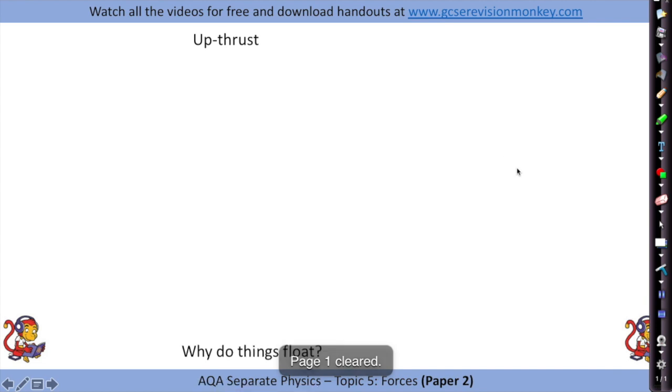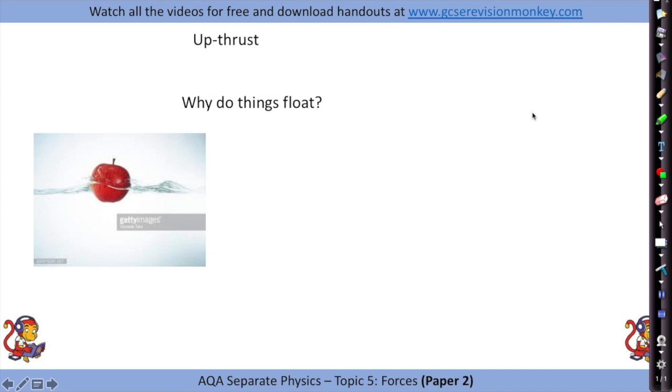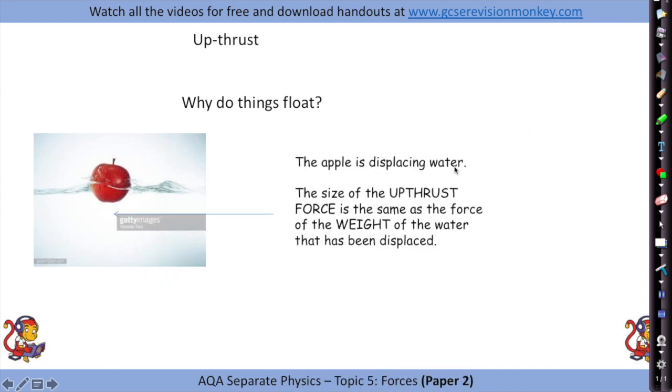Okay, so upthrust. This is to do with things floating. So why do things float then? If we have a look here at an apple floating in some water, the apple is displacing some water. So the apple is pushing this amount of water out of the way. The size of the upthrust force is the same as the weight of the water that has been displaced. That's why ships need a large volume below the water so that they can carry lots of heavy goods, because the bigger the volume of water they push out of the way, the more mass and more weight of the boat they can carry.